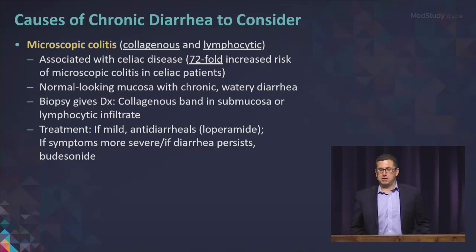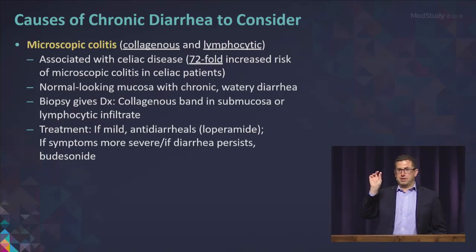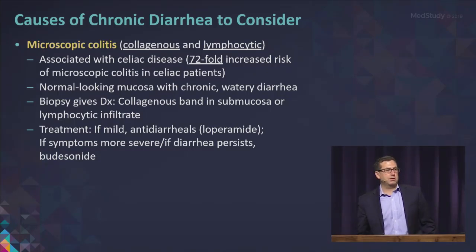In microscopic colitis, you have normal-looking mucosa to the naked eye during colonoscopy, but if you actually take biopsies, it will show either a collagenous band in the submucosa or a lymphocytic infiltrate. The treatment, if mild, can involve antidiarrheals such as loperamide, but if the symptoms are more severe, you may want to consider starting something like budesonide.